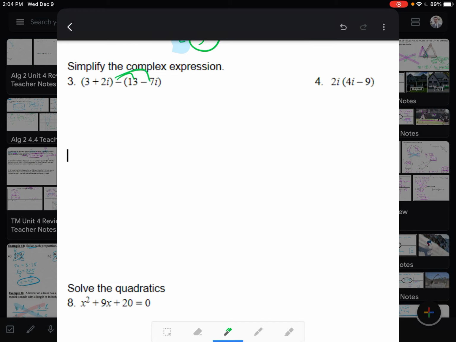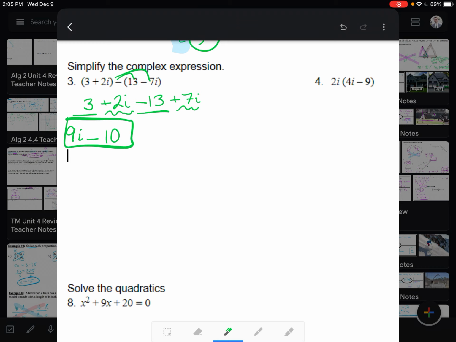This is minus, so we want to distribute that in. So we have 3 plus 2i minus 13, and then plus 7i. Things that are similar, 3 and minus 13 gets us a -10. And again, things that are also similar, I'll use a squiggly line here, +2 and +7 leaves us with 9i.